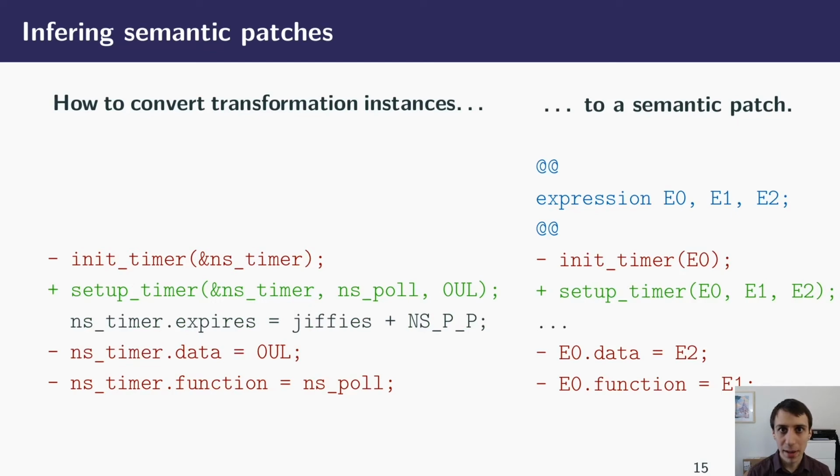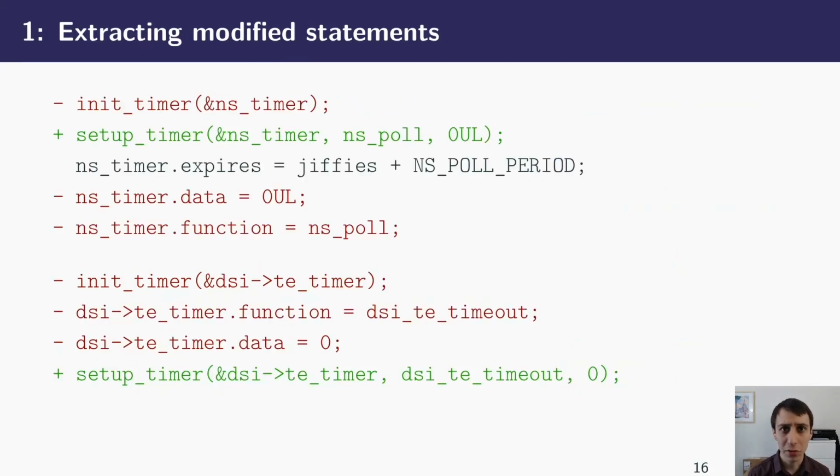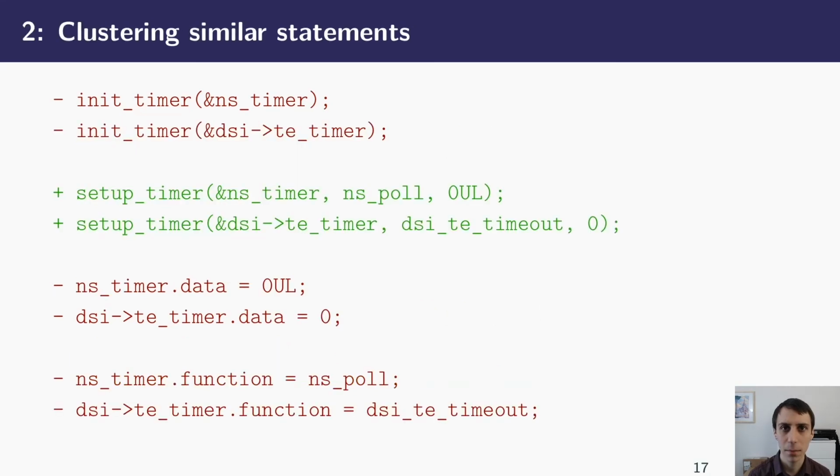I will now explain how Spinfer converts transformation instances into a valid semantic patch. So Spinfer starts with examples of transformation instances and extracts the modified statements. Here we have two examples of transformation instances composed of four modified statements each. The next step for Spinfer is to cluster together statements that have similar roles in the transformations. The clustering algorithm is detailed in our paper.